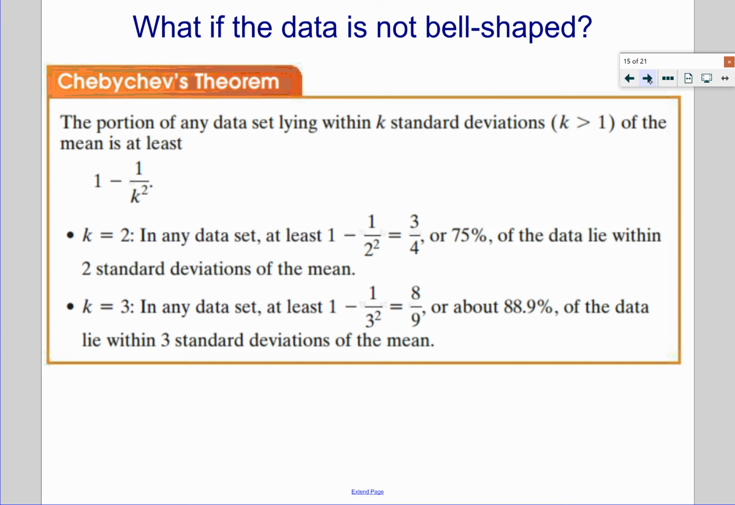And it's going to be a little bit bigger than what we see in our normal curve. For example, if we calculate it with 2, if I plug 2 into that formula, I get 75%, which is bigger than the 68% we saw earlier.